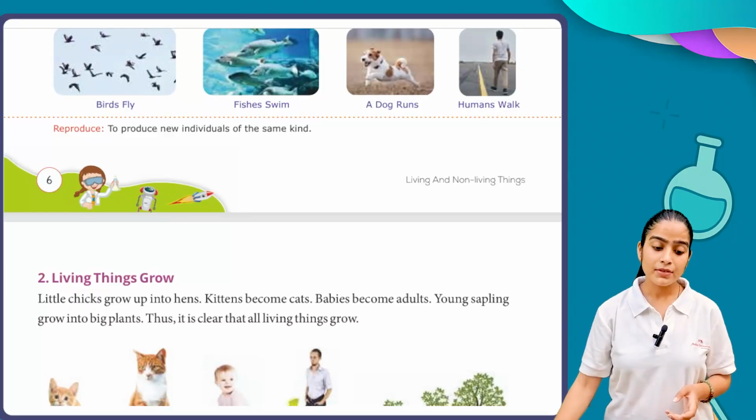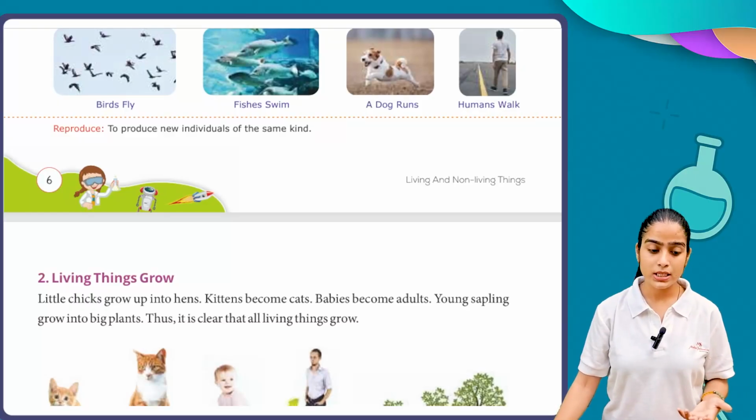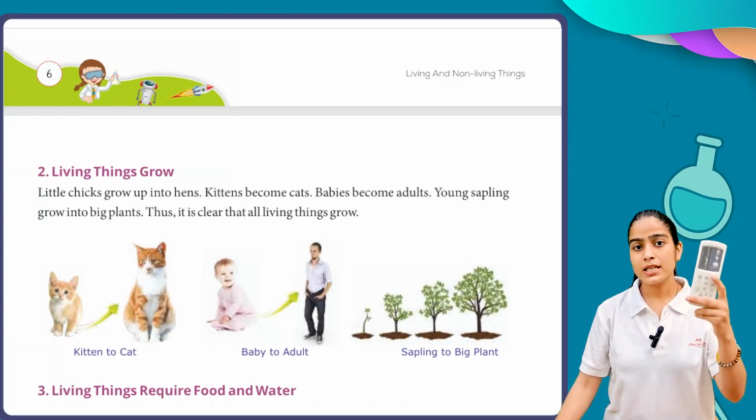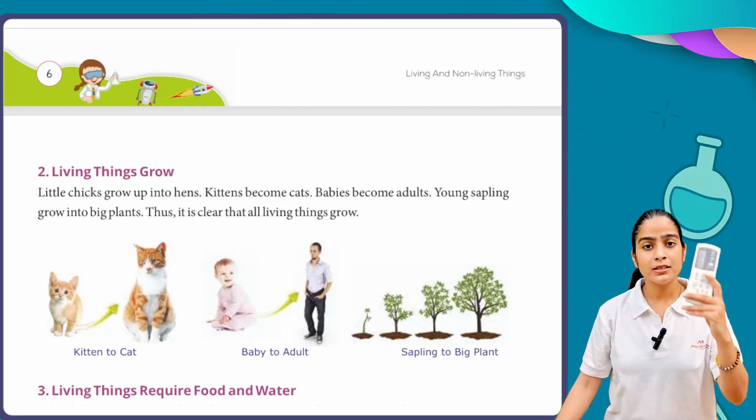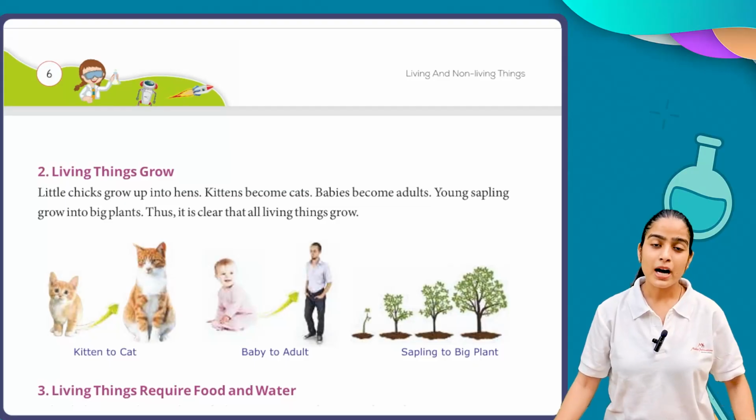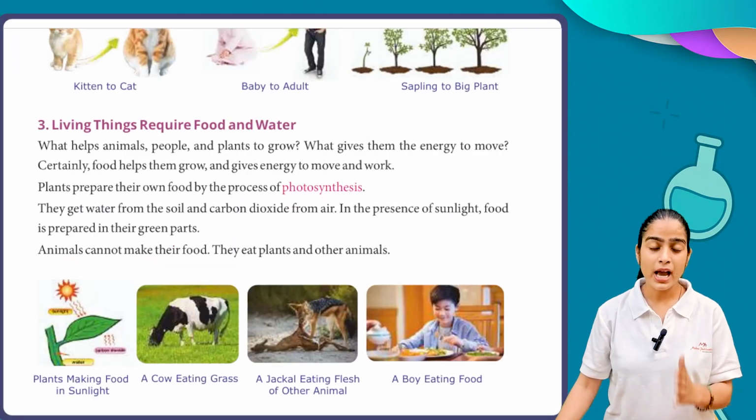Next we have living things grow. We already discussed this. Little chicks grow up into hens, kittens become cats, babies become adults, young saplings grow into big plants. Thus it is clear that all living things grow. So this is a very easy concept. After 5 to 6 years, if I see this AC remote, it would not have grown a single centimeter in height, right? But you and me, we have growth in our structure, in shape, in size. It could be anything, but we have growth.